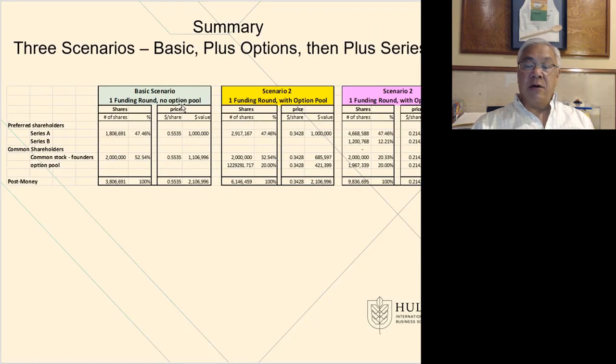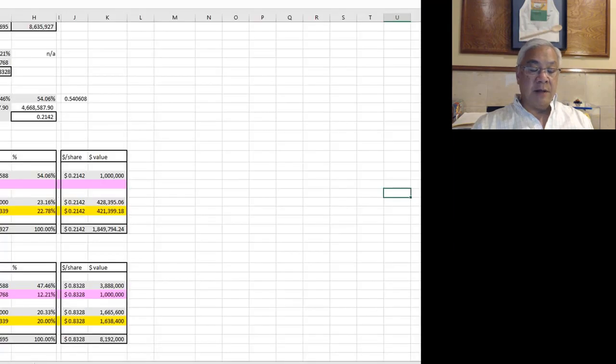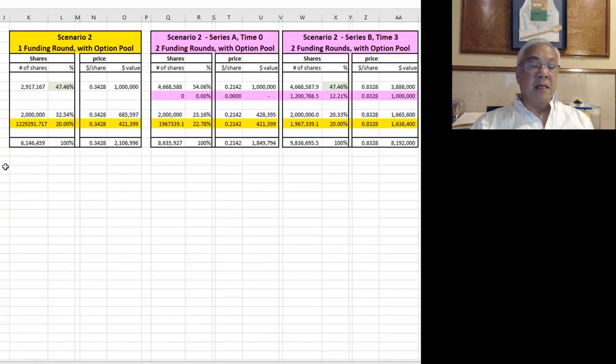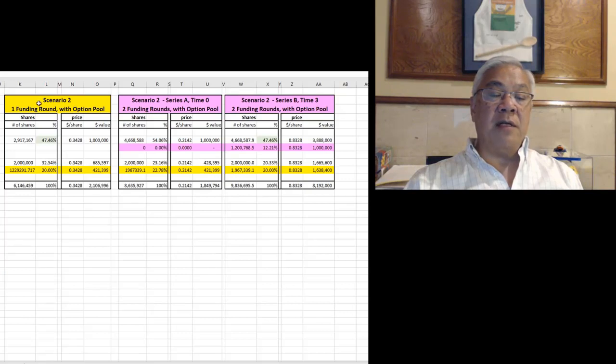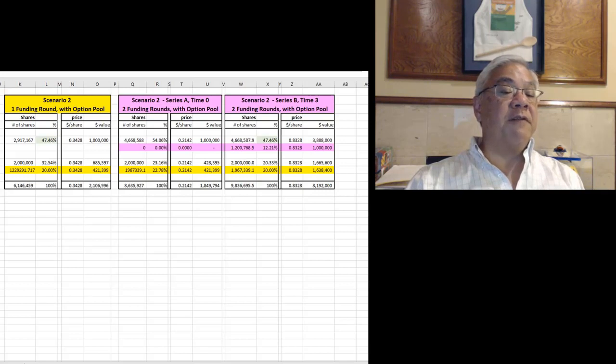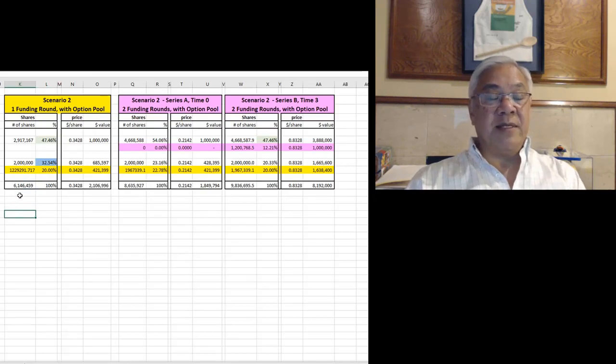Next is a scenario of all the outcomes, and we can look at it better on Excel. And so here's scenario 1, 2, and 3. Scenario 1 is one funding round and no option pool. Notice that the founders get 52%. I'll just highlight that. And let's pick a new color. Let's pick blue. So the founders get 52. In the second scenario, when we have to make room for an option pool, they drop to 32 because the 20 comes from them, essentially.